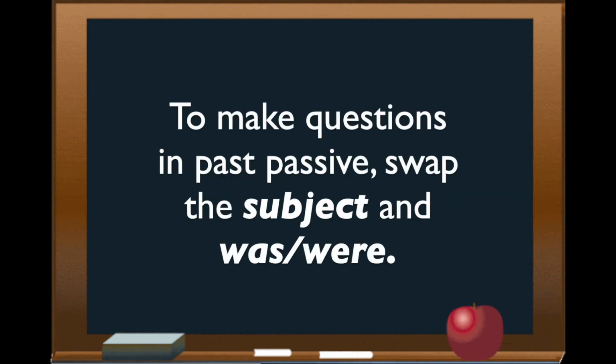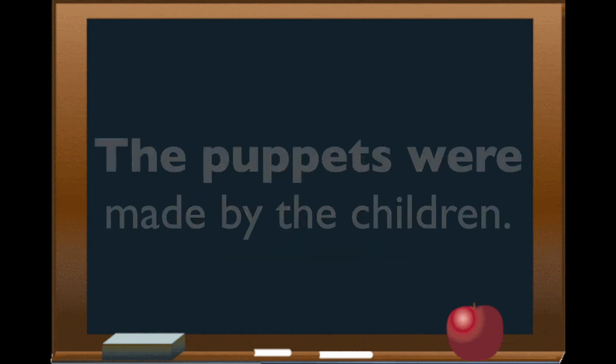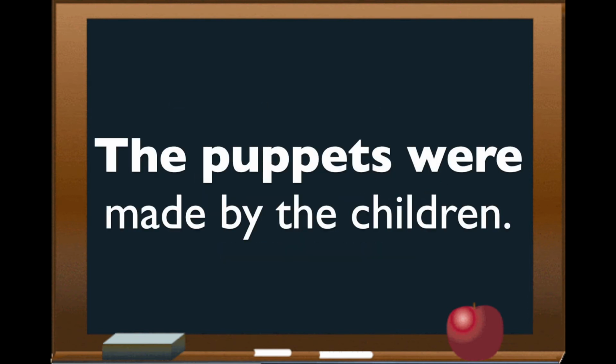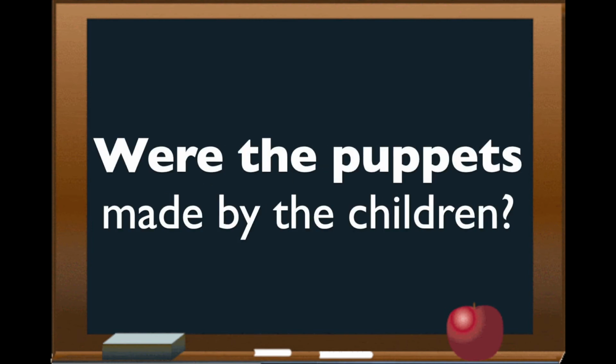To make questions in past passive, swap the subject and was or were. For example, in past passive, you would say, the puppets were made by the children. To make it a question, you say, were the puppets made by the children?